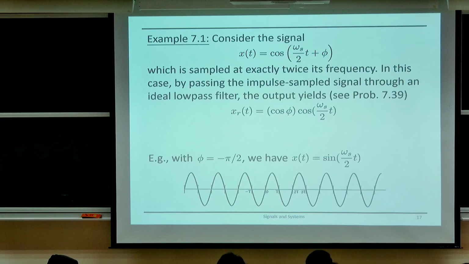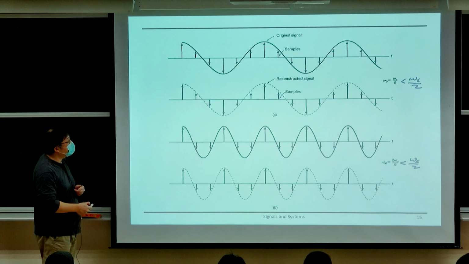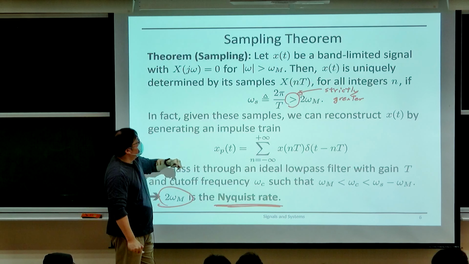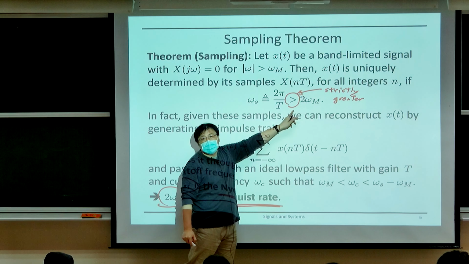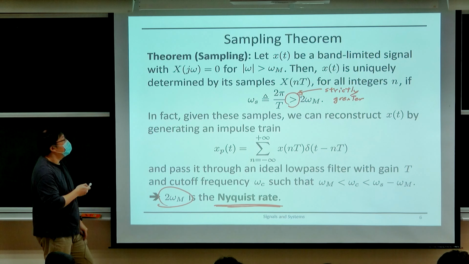Okay, so again, Nyquist sampling tells us that if you want to recover the original signal, you need to sample at a rate that is greater than twice the bandwidth of your signal. So in this example here, we're trying to see what happens if you sample at exactly twice the bandwidth. Previously we emphasized the fact that it should be strictly greater, right? Now what happens if it is exactly equal?